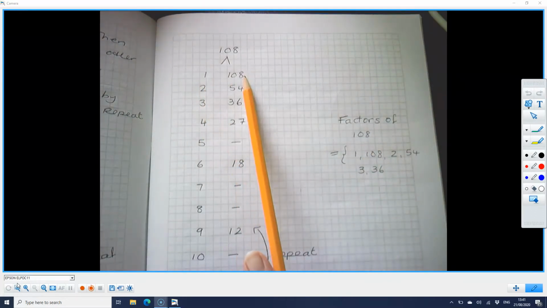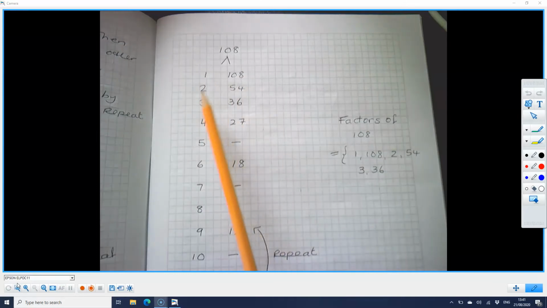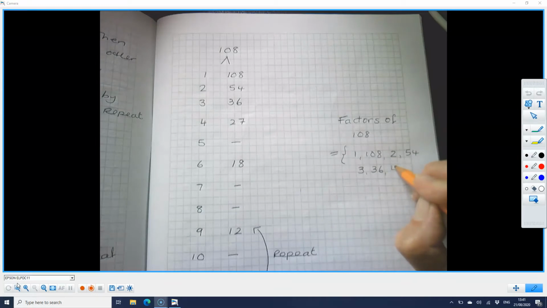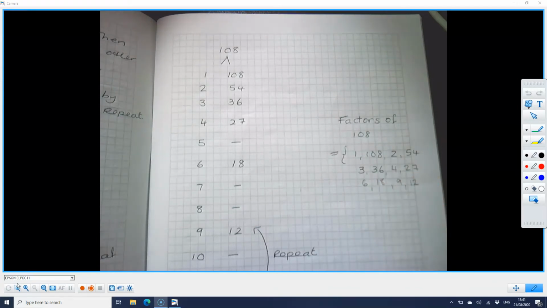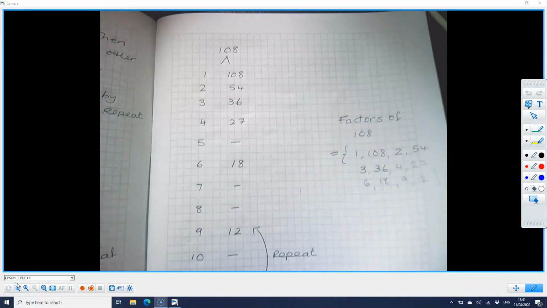So you go 1, 108, 2, 54, 3, 36, 4, 27, 6, 18, and 9 and 12. And then you end it with a little squiggly line. Okay, so they will be factors.